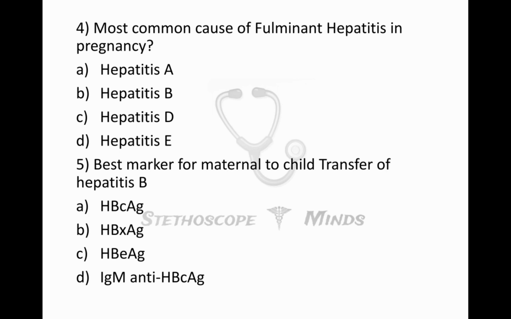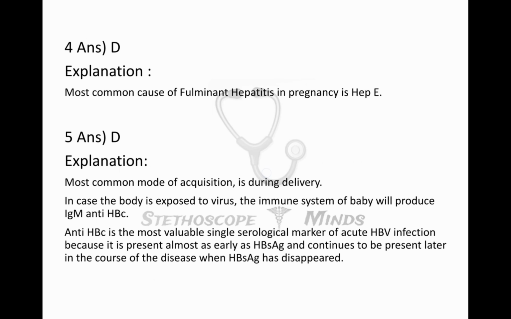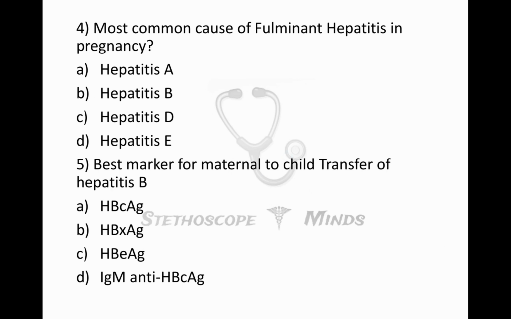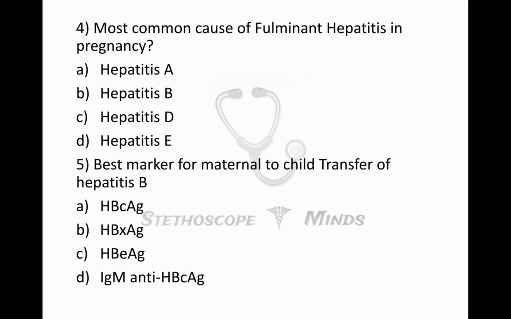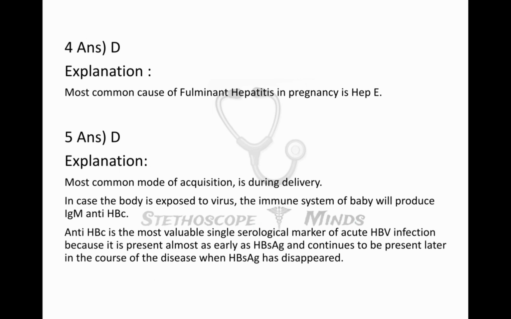Next, fourth one, most common cause of fulminant hepatitis in pregnancy. Fifth one, best marker for maternal to child transfer of hepatitis B. Okay, let's check the answer. Fourth one is D, hepatitis E. And fifth one is D, which is IgM antibodies. Let's check the explanation of the fifth one. Most common mode of acquisition is during delivery.